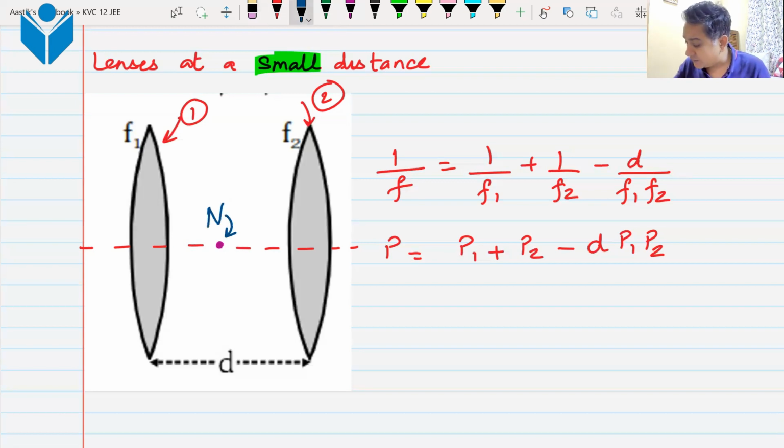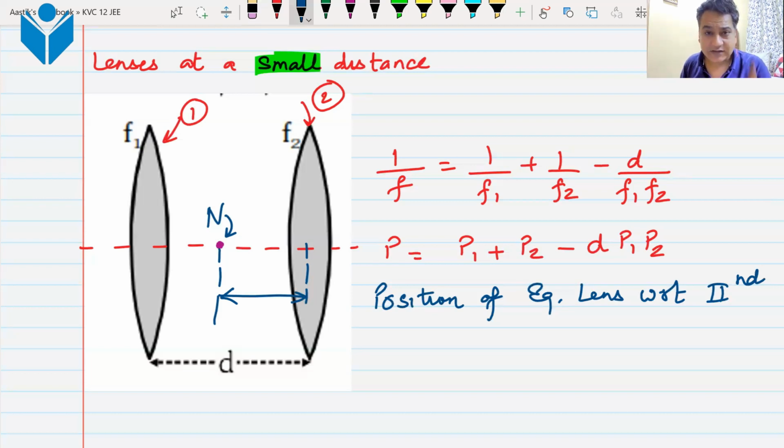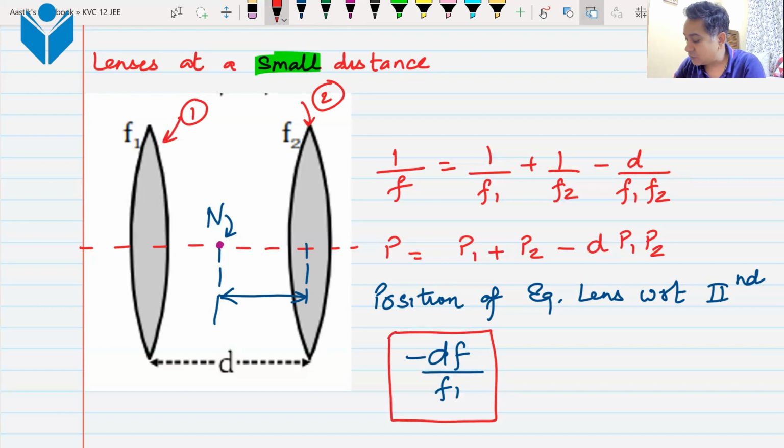This position of the new lens with respect to the second lens is given by this formula. Remember, we call it the equivalent lens with respect to the second lens. When I say second lens, that means the lens from which refraction happens for the second time. This formula is given by minus d into F divided by F1. Just remember this, if in any case they ask you this one.